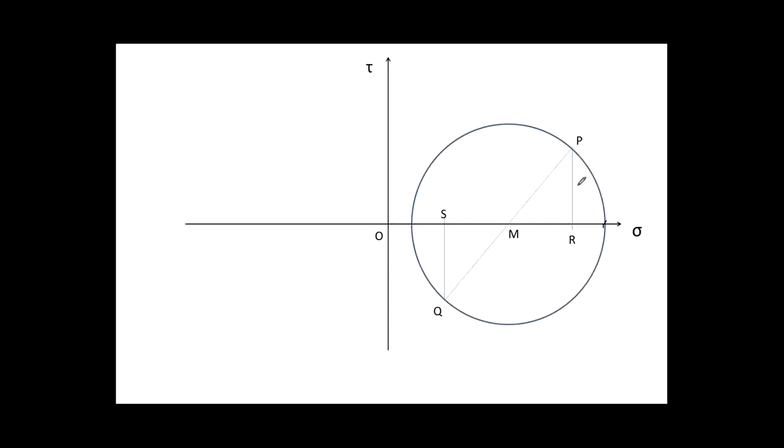So what is the distance PR? It is equal to plus tau, and this one is minus tau, whatever is given. The Mohr circle cuts the normal axis at this point, so this becomes sigma p1, and it cuts over here, that becomes sigma p2. Sigma p1 and sigma p2.